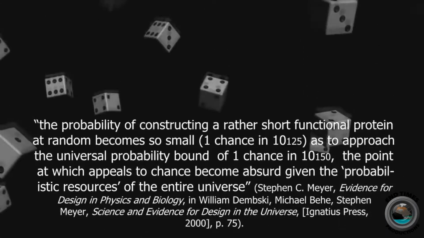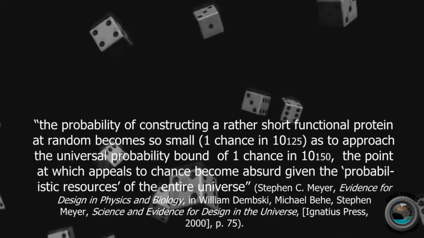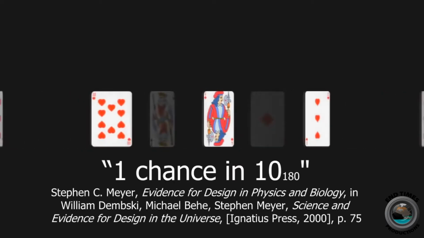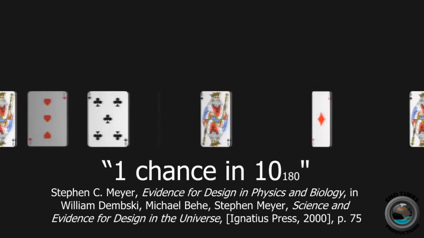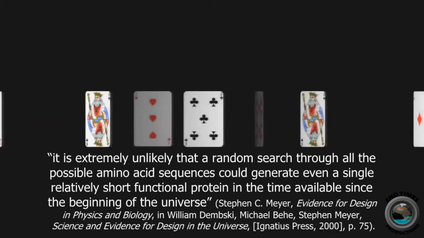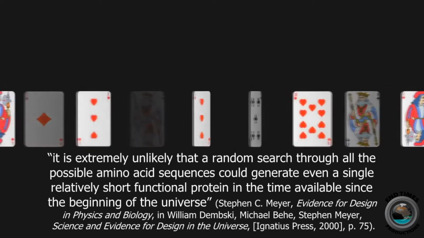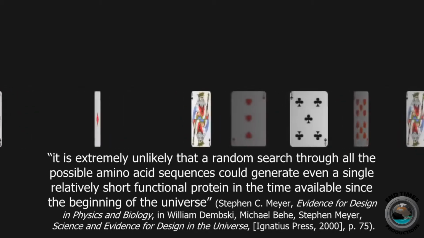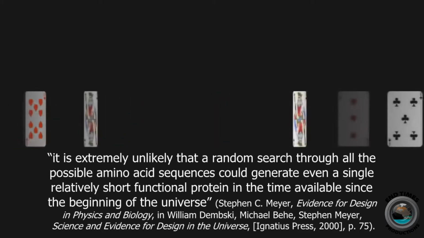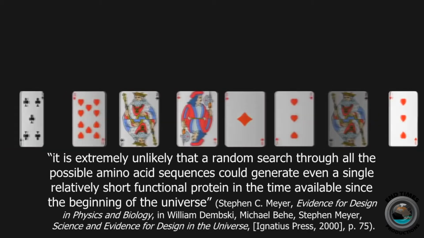the point at which appeals to chance become absurd, given the probabilistic resources of the entire universe. Moreover, he calculated that to generate a single functional protein of 150 amino acids exceeds 1 chance in 10 to the 180th power, and notes, it is extremely unlikely that a random search through all the possible amino acid sequences could generate even a single relatively short functional protein in the time available since the beginning of the universe.